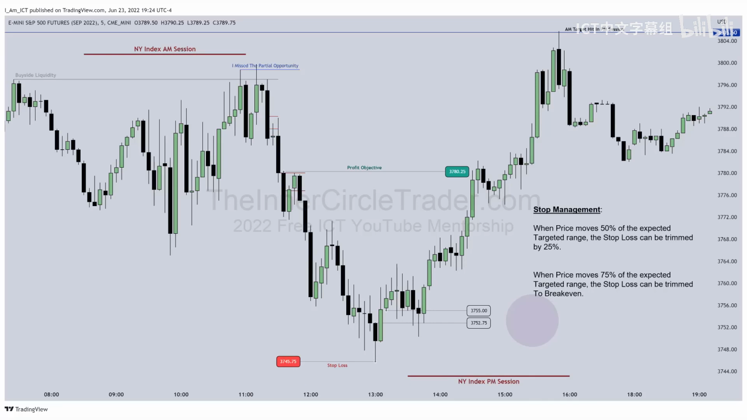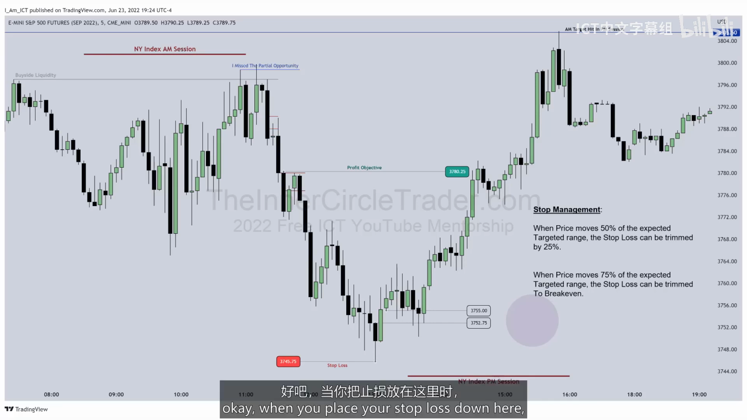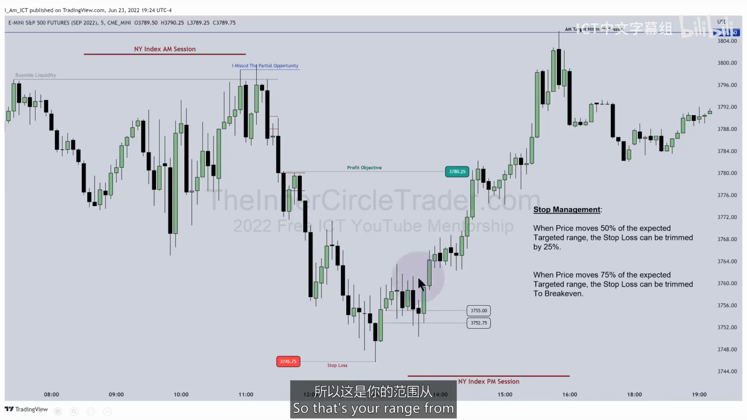But stop management: when you place your stop loss down here, when can you and when do I move my stop loss? Well, you have to determine where you're getting in and where you're trying to get as a target. So that's your range from 37.54 3/4 to 37.80 1/4. So technically 25.5 points. So what is that? 12 3/4 points, something like that. Let's round it to 12.5 points.